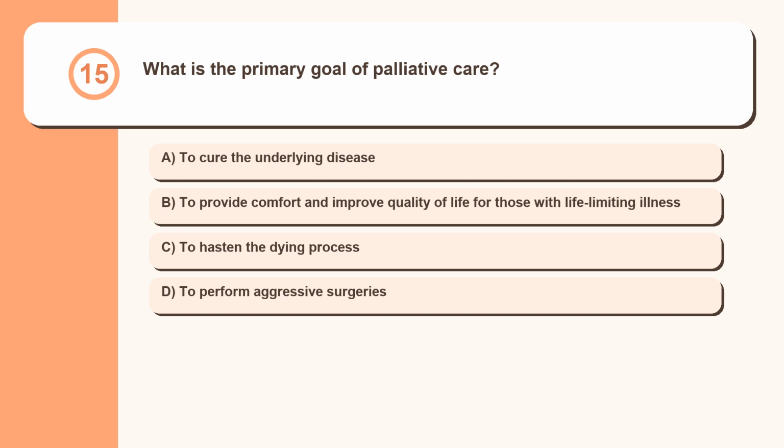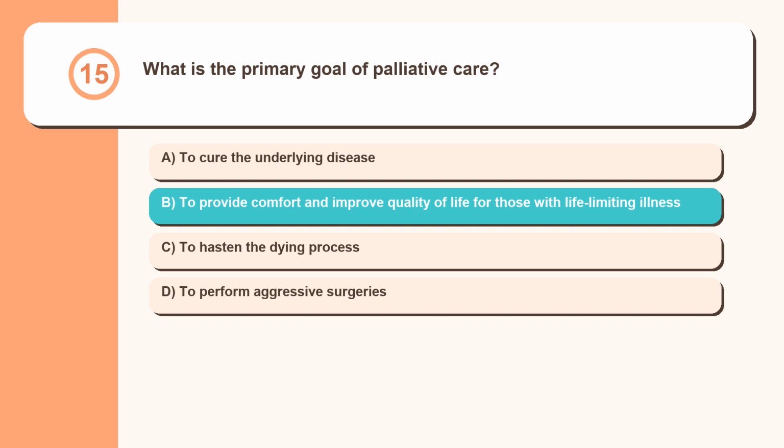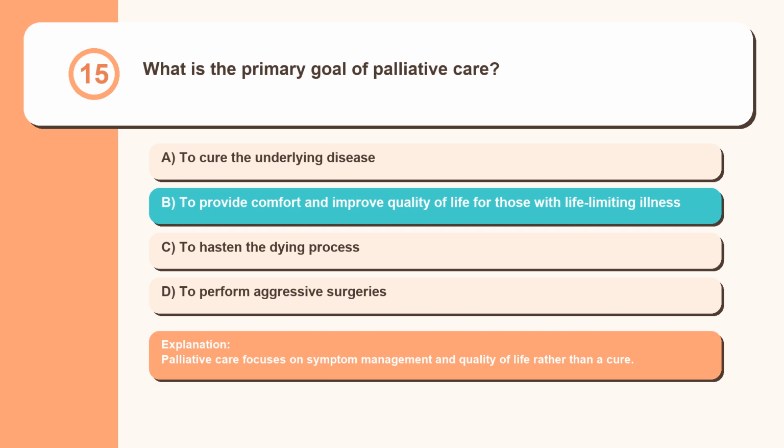Question 15. What is the primary goal of palliative care? To cure the underlying disease. To provide comfort and improve quality of life for those with life-limiting illness. To hasten the dying process. To perform aggressive surgeries. Palliative care focuses on symptom management and quality of life rather than a cure.